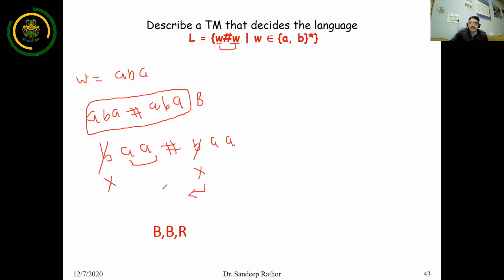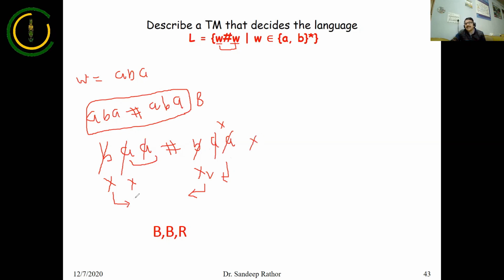Again, move towards the left side without changing any input symbol until you find X. As soon as you find X, move towards the right side, and the same process repeats. If A is there, just cross it, and without changing any other symbol, move towards the right until you reach the X. After X, if there is A, cross it and move towards the left.